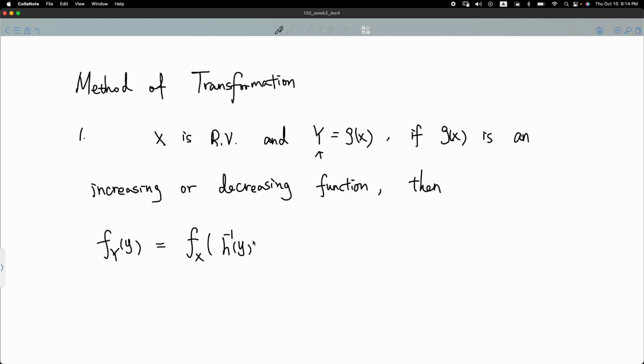So you need to plug in the inverse function for g inside the density function for random variable x, and then you need to multiply another value, which is the derivative of the inverse function with respect to the new variable y, and then you need to take the absolute value. When you calculate all the components here, you will get the density function for your new random variable y. So that is the result for the transformation.